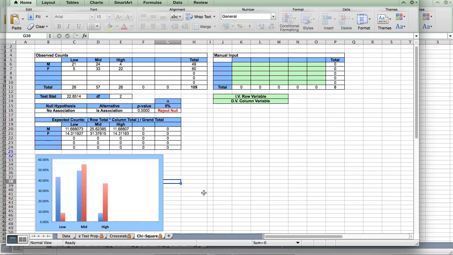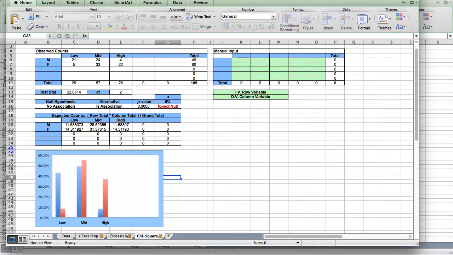So here we could see quite clearly that if a cardholder is a woman, she is much more likely to spend in the high category than if the cardholder is a man. On the other hand, if a cardholder is a man, he is much more likely to spend in the low category than if the cardholder were a woman.